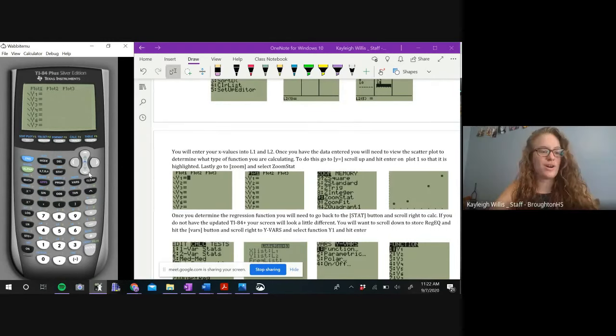Okay. So you want to see what type of regression. I just cleared everything out. So if you go to y equals on your calculator and scroll up to plot 1, you want to make sure it's turned on. The way I turned it on is by hitting enter. And when I scroll down, it's now bolded. So to see my scatter plot, I'm going to hit zoom, and then there's a stat button. You can either scroll down or hit zoom 9. And then there it is.